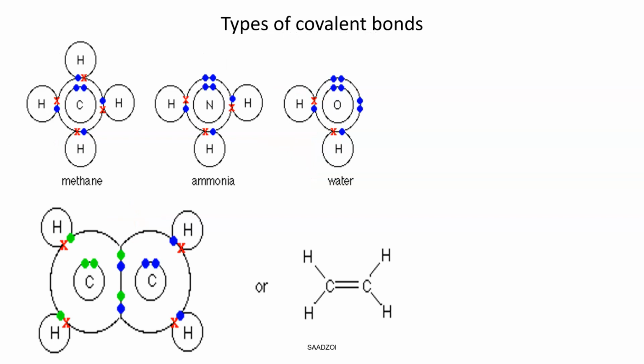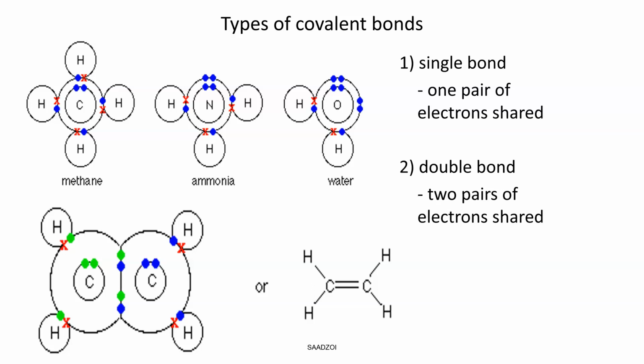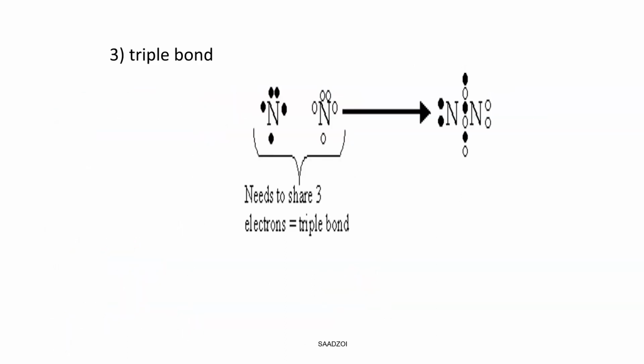Types of covalent bonds. Single bonds are the ones where you only have 1 pair of electrons. Double bonds are when you have 2 pairs of electrons, represented by 2 lines. Single bonds, remember, is a single line. You can see what's going on here. You're sharing 4, and that's because it's the only way you can give both of them the 8 that they want.